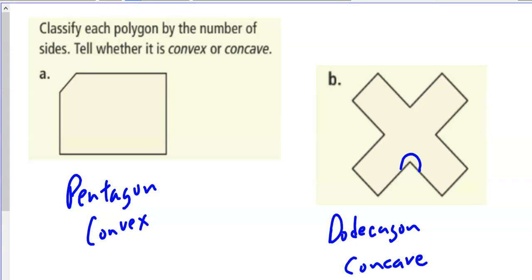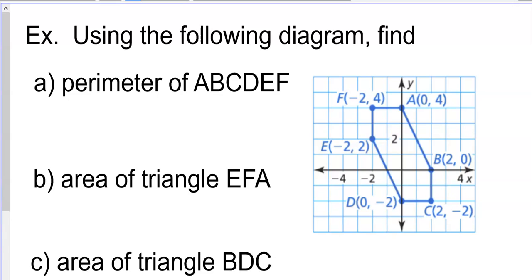All right. Moving on to our next example here. This is on the coordinate plane. We want to find the perimeter of ABCDEF. I started at one vertex and named it by going clockwise all the way around. You don't have to put it in alphabetical order starting with what comes first.